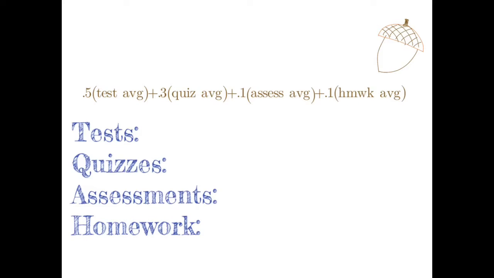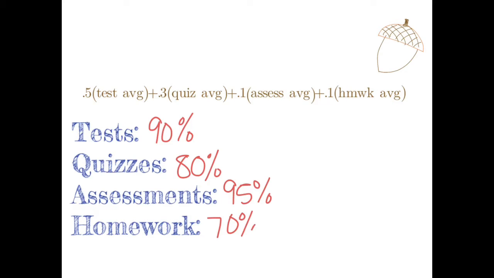So let's say that for tests, a student has a 90% average over however many tests they might have, 2 or 3 in a marking period. Quizzes, an 80% average, maybe out of 4 or 5 quizzes, 95% average on the assessments, again, not sure how many they had, and 70% on the homework. So a little bit busy on the nights and can't seem to get that homework done all the time.